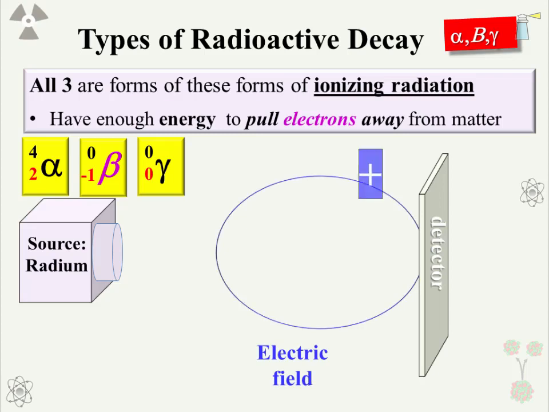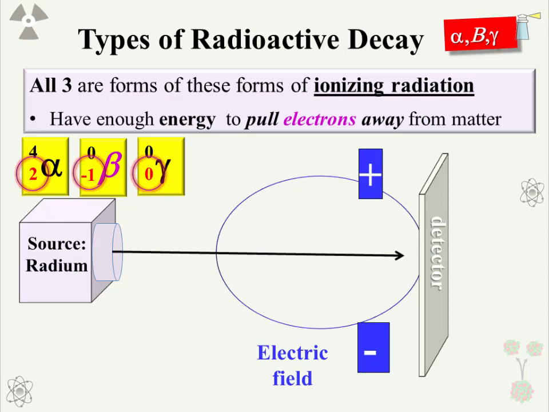The electric field is oriented with a positively charged electrode above the path of the particles and the negatively charged electrode below the path. We should expect the electric field to have an effect on particles with a charge. Remember, gamma rays have no charge. But beta particles have a -1 charge, and alpha particles a +2 charge. So, if a particle passes through the electric field unchanged, it must have no charge. That must be the gamma ray.